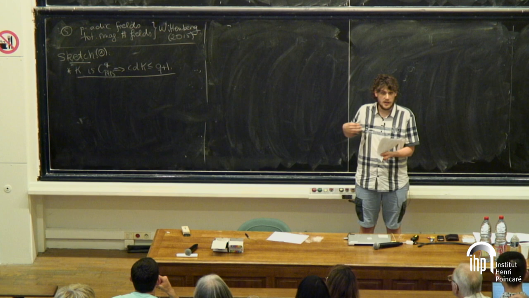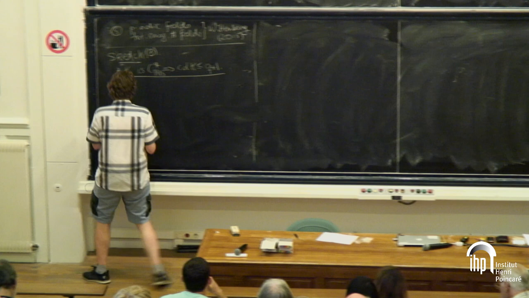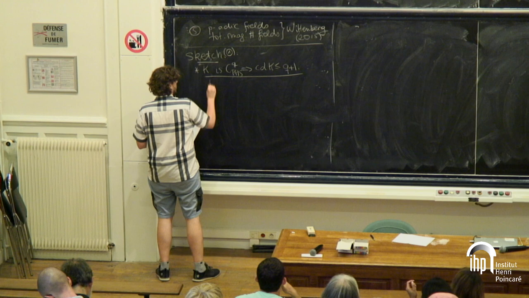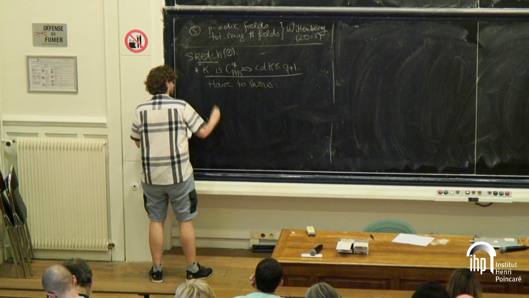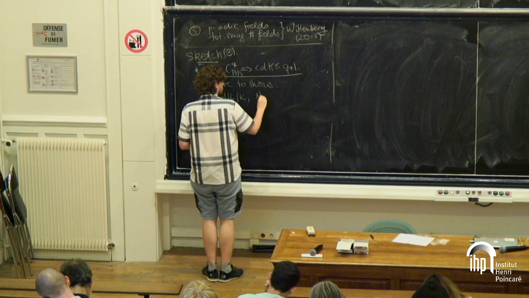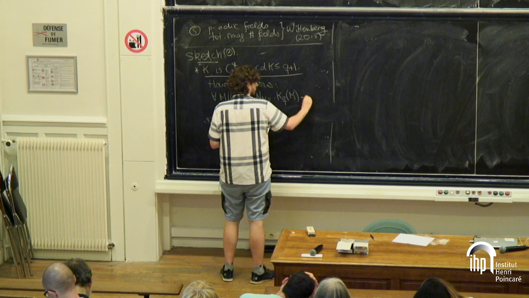So if you use this proposition, this means that we only need to show that whenever we take a tower of field extensions M over L over K, the norm from M to L on Q-th Milnor K-theory is surjective.